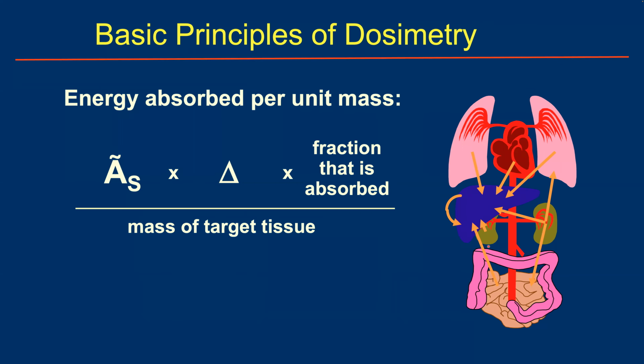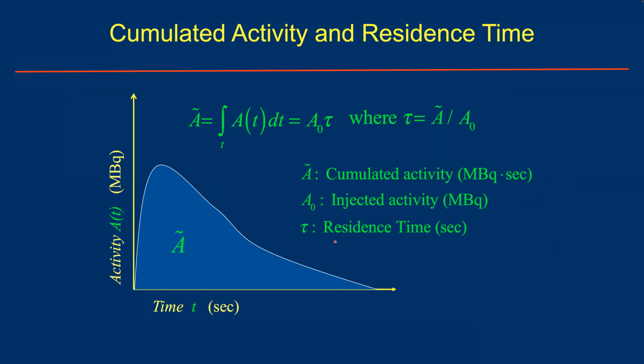So to calculate how much cumulative activity in the patients, we need to integrate activity as a function of time. Then based on this integration, we can calculate a very important parameter called the residence time, which is the integrated activity divided by the administered activity.